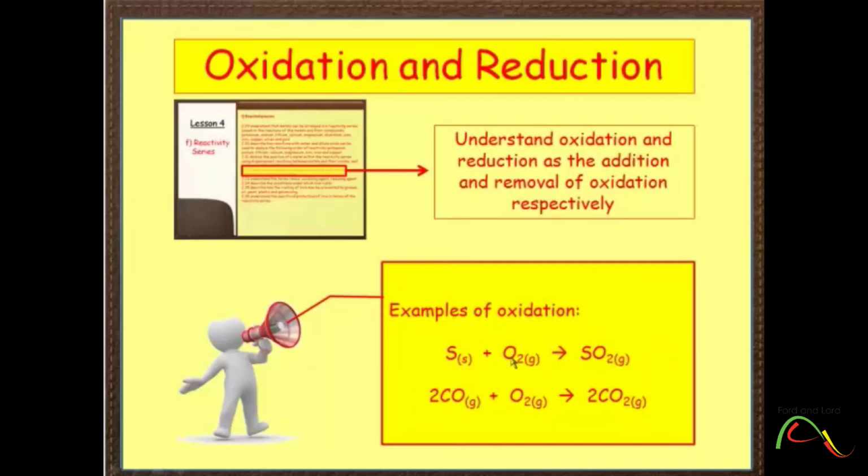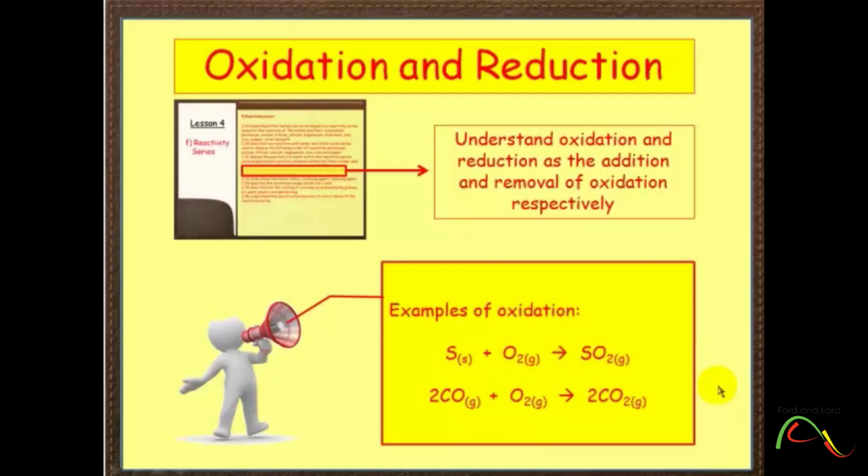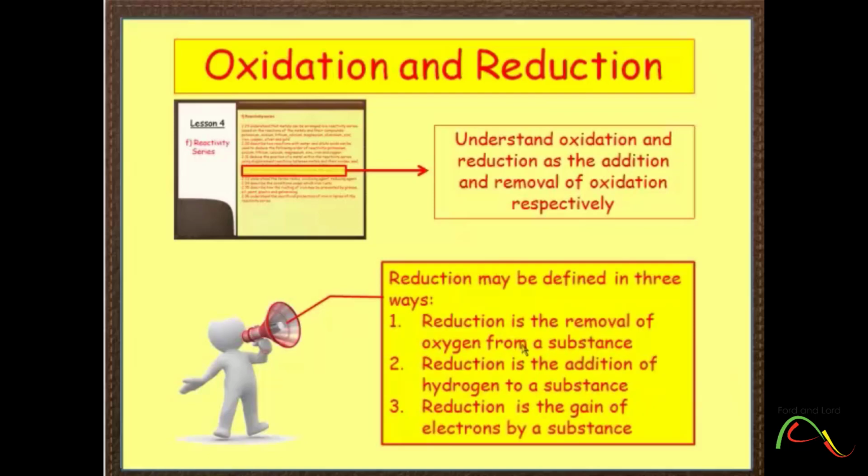Sulfur plus oxygen gives sulfur dioxide. You can see there the sulfur is being oxidized because it's gained oxygen. Carbon monoxide plus oxygen gives carbon dioxide. You can see there that the carbon monoxide is being oxidized because it's gained oxygen. There's oxidation there, as shown by the addition of oxygen.